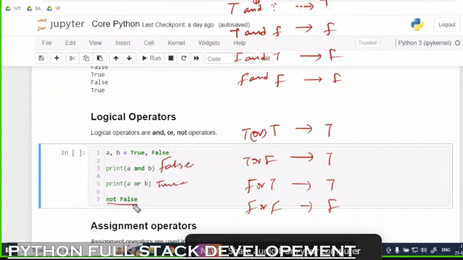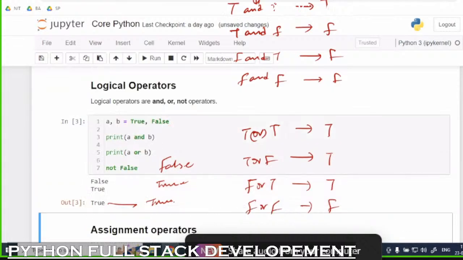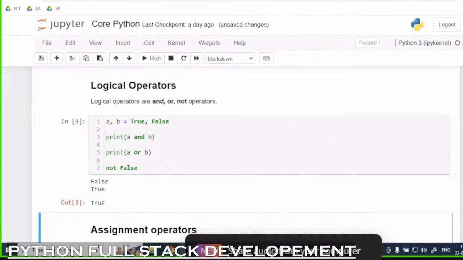What is meant by not false? Not false means true only. It is equal to true. So you are going to get false, true, true as the output. False, true, and true. These are the outputs. Is that clear, guys?